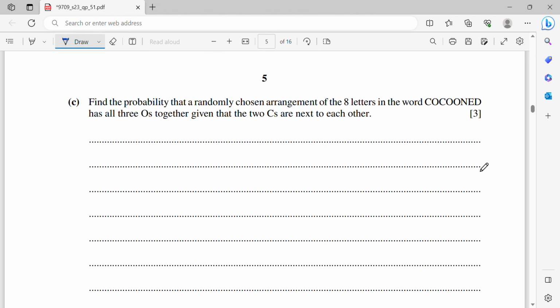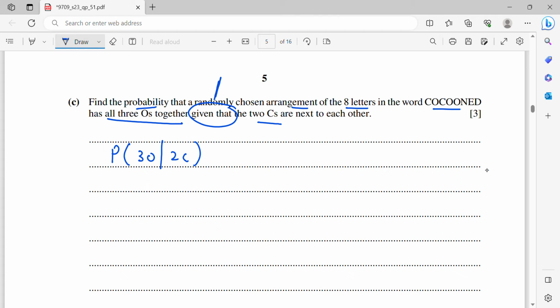Okay, so now find the probability that a randomly chosen arrangement of the 8 letters of the word has all 3 O's together, given that, so the keyword "given that" means conditional probability, the 2 C's are next to each other. Okay, so I will write down P(3 O's together | 2 C's).